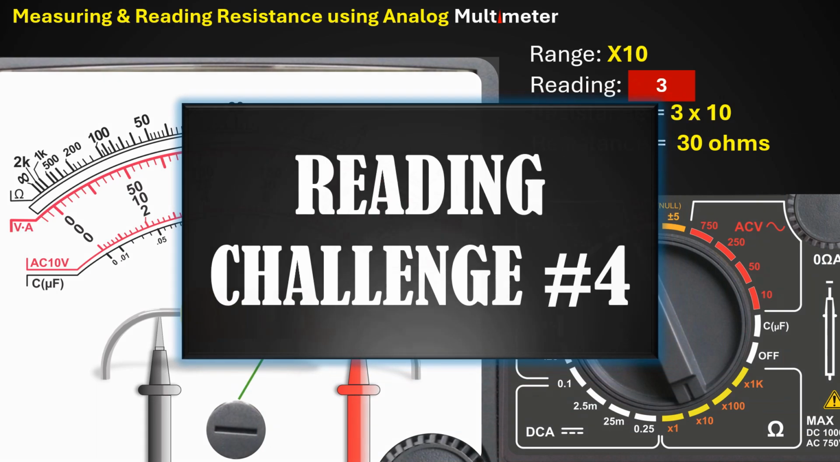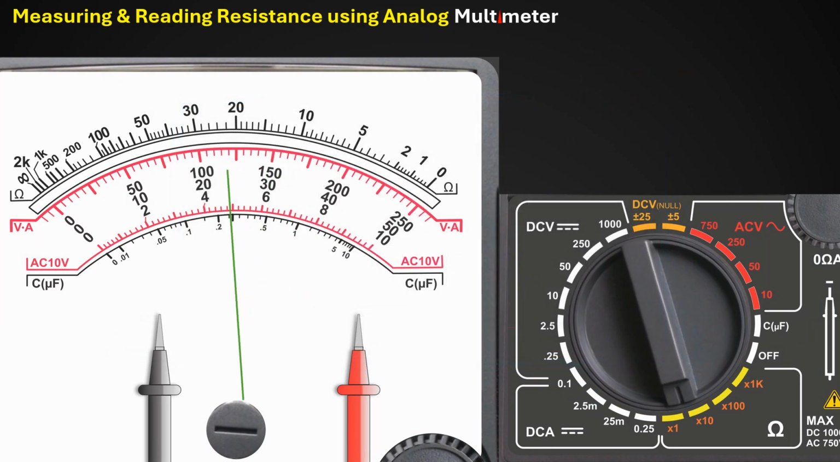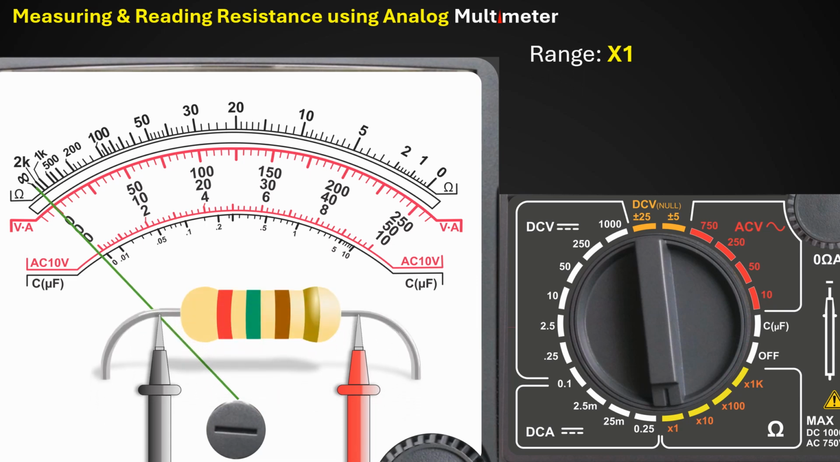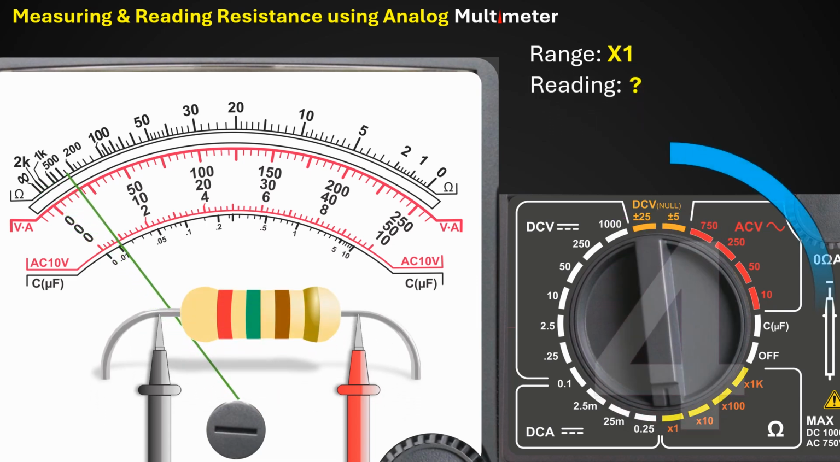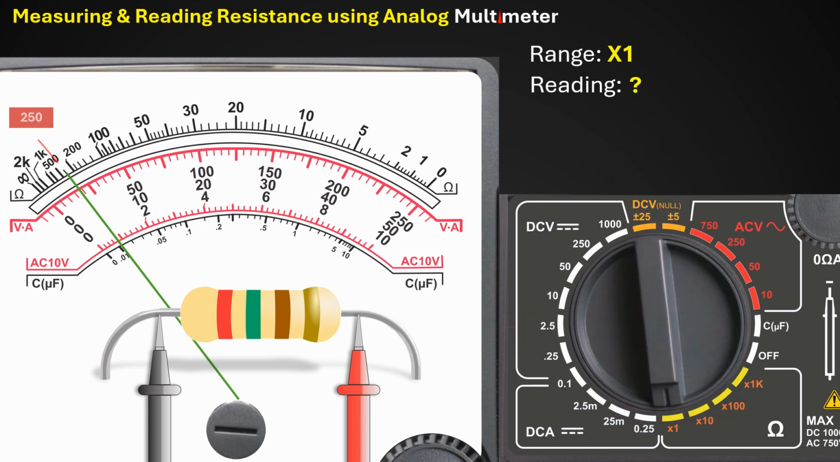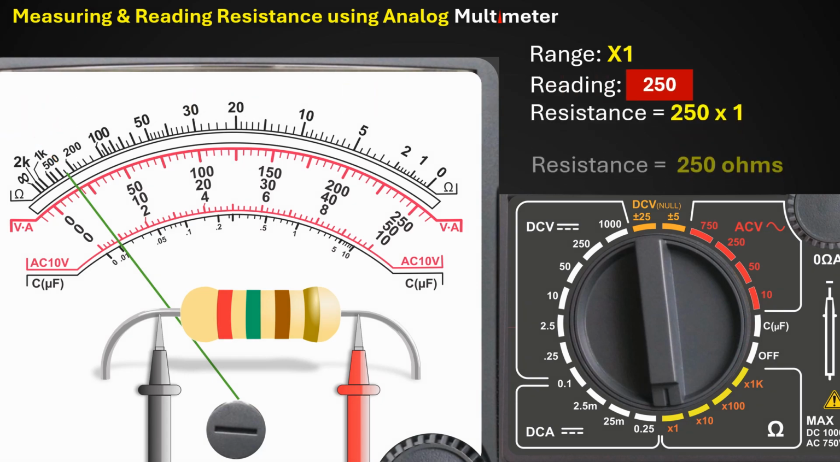Challenge 4. The range is set to ×1. What's the value of the resistor? The needle points to 250 ohms. Since the range is ×1, the resistance is 250 ohms.